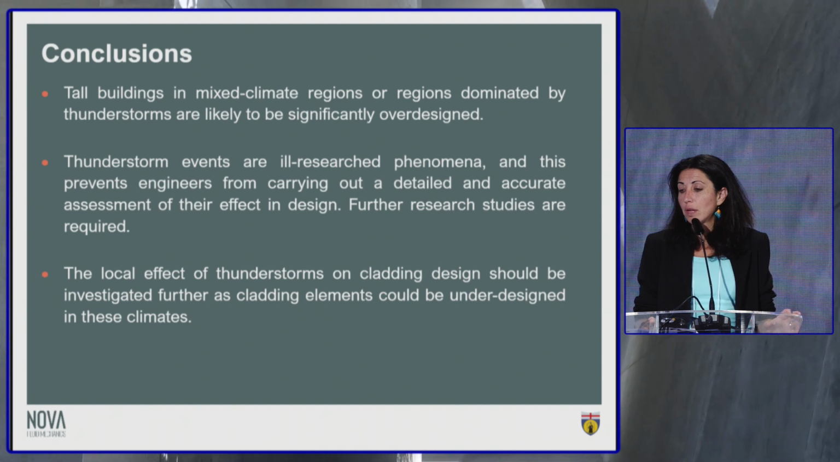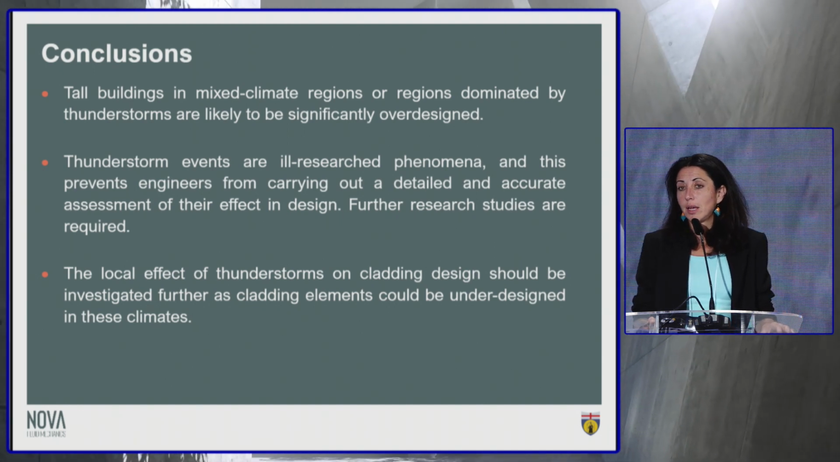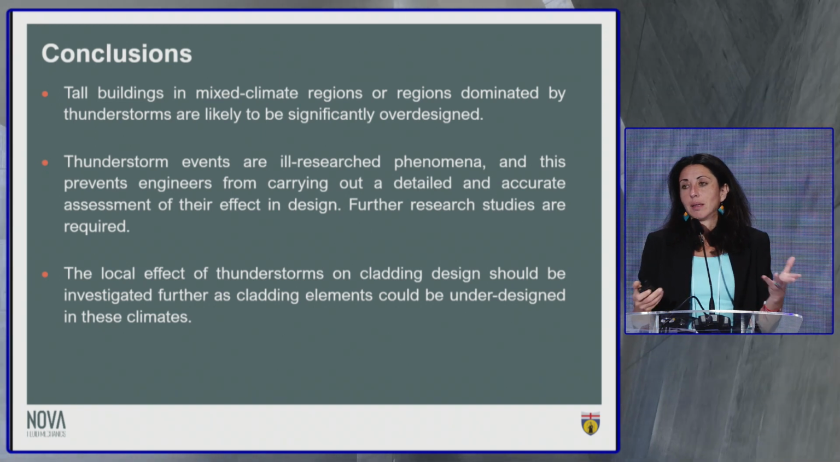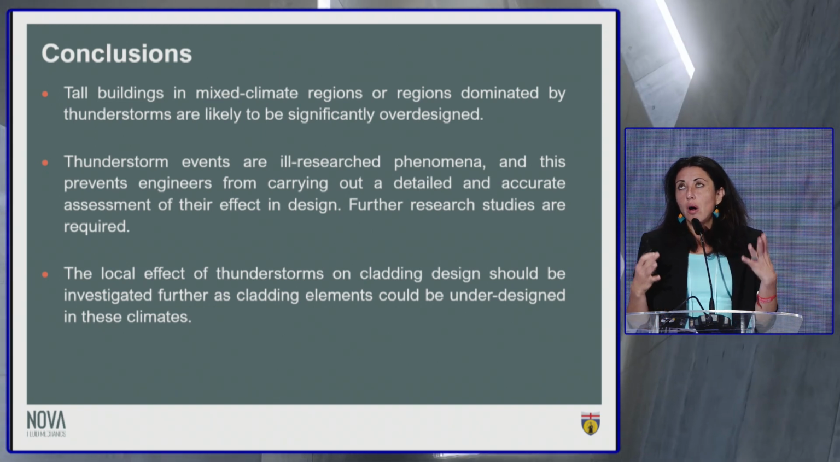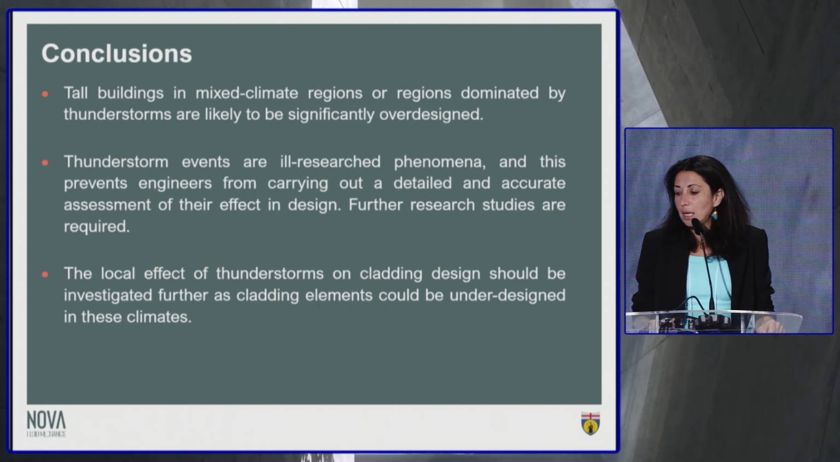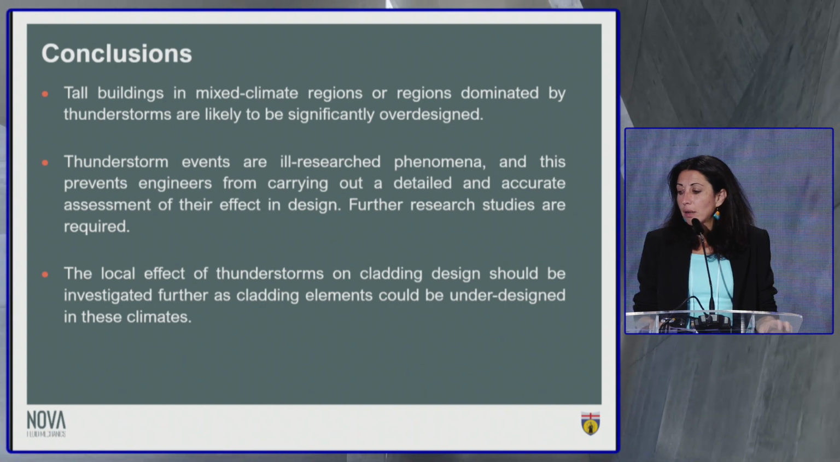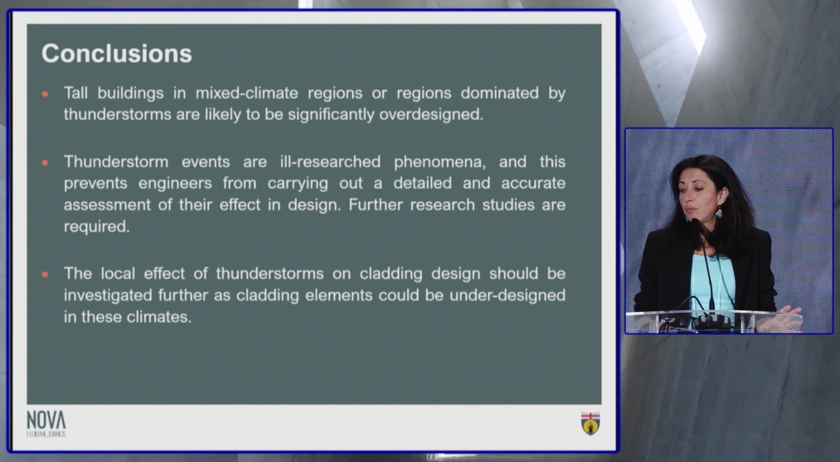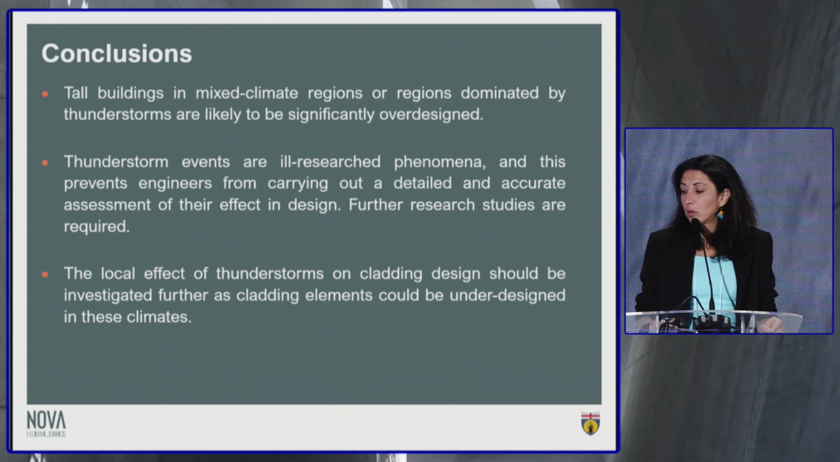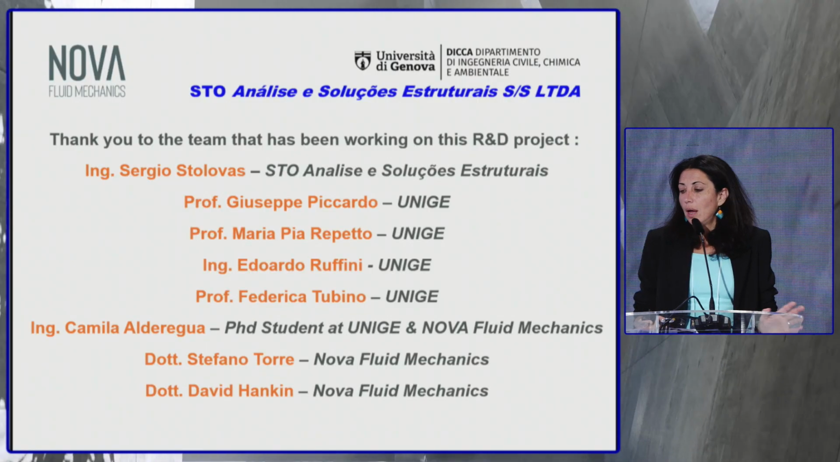And this prevents engineers from carrying out detailed studies and accurate assessments of their effects in design. We need to research more collectively, both as universities and also commercial organizations, because we need to direct, I think, the research of the university towards what is needed by the engineering world. So we need to work together. The local effects of thunderstorm on cladding should be investigated further, as cladding elements could be severely under-designed in these climates.